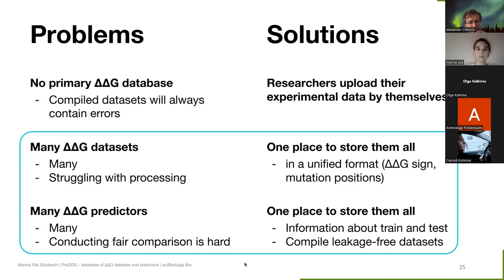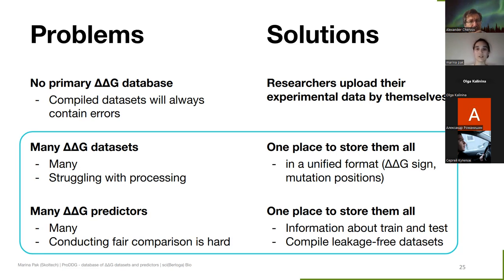Okay, so do we know some examples of such destabilizing mutations which change the ability of the protein to fold? Well, we have databases of such data with annotation of which mutations are destabilizing and stabilizing.